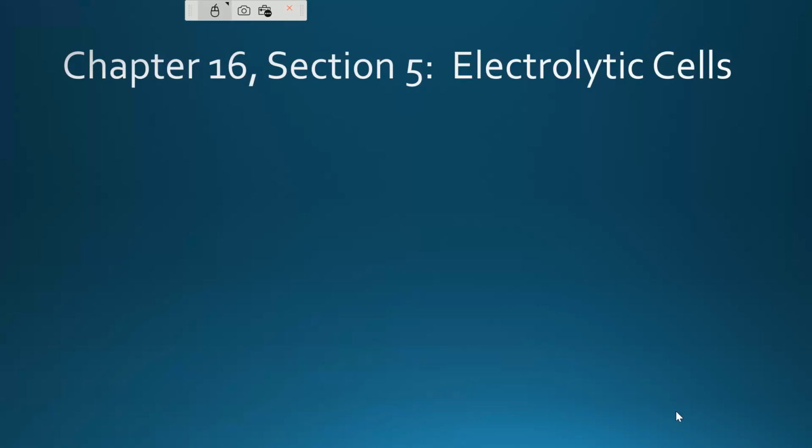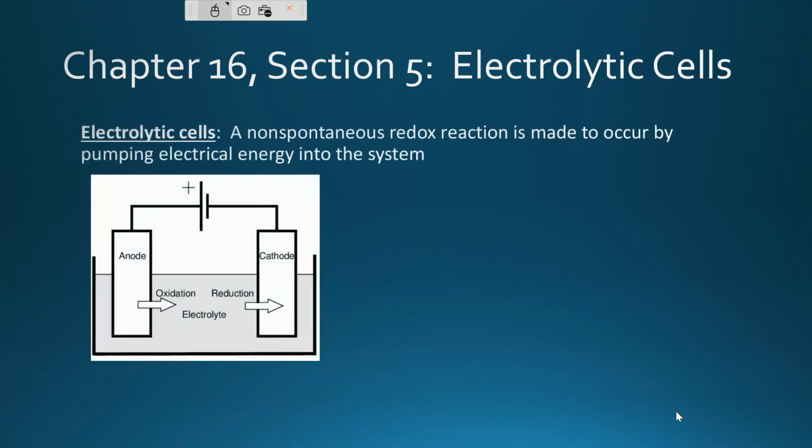Welcome back, everybody. This is the last section of Unit 5, taking a look at electrolytic cells. This entire unit has been talking about voltaic cells along the way. So what the heck are electrolytic cells? Electrolytic cells are a non-spontaneous redox reaction. And the reason we can call it non-spontaneous is we can actually force it to do this by adding in electrical energy, by pumping electrical energy into the system.